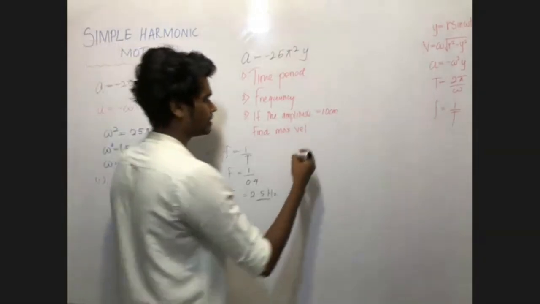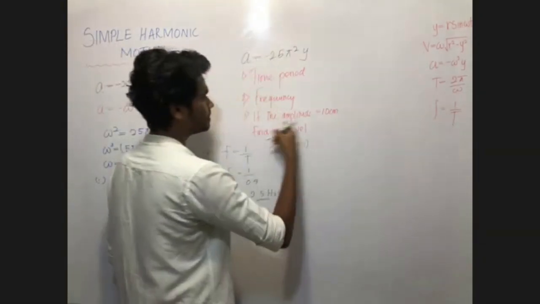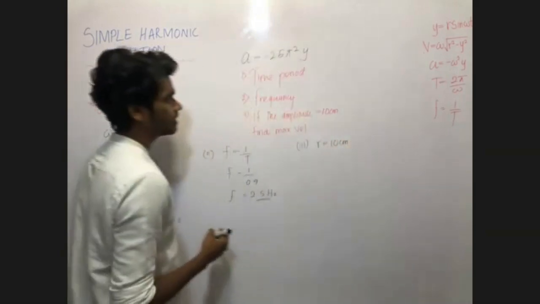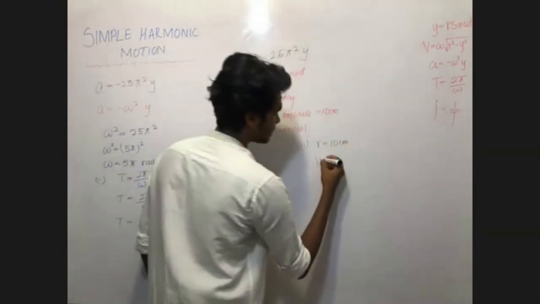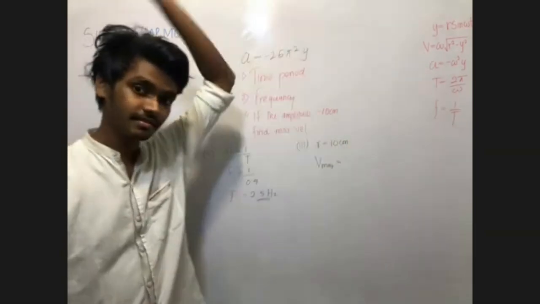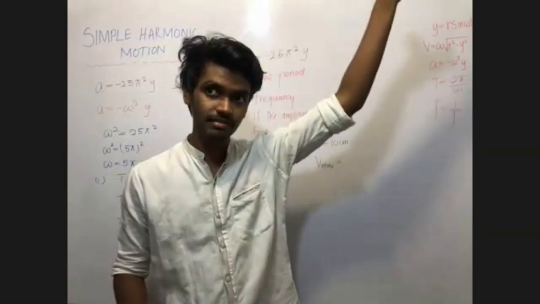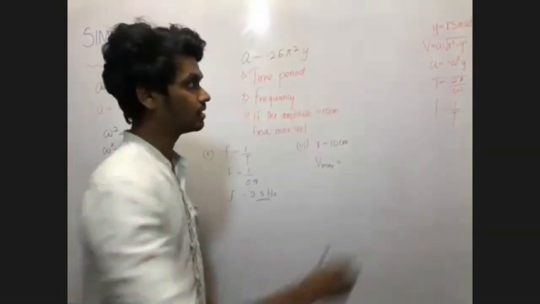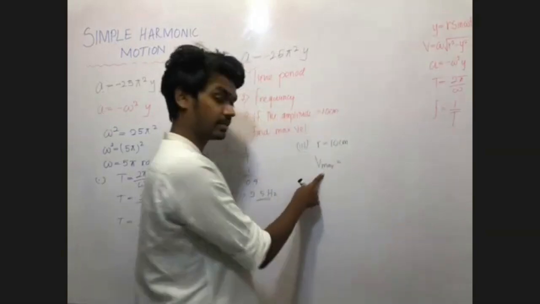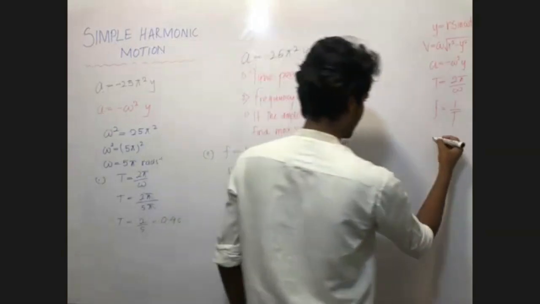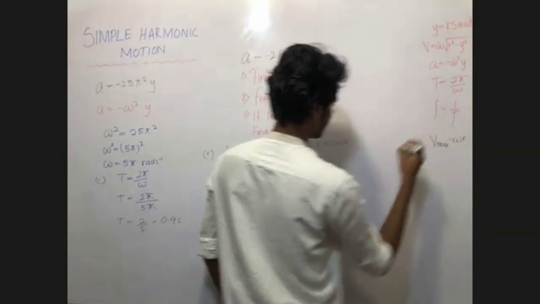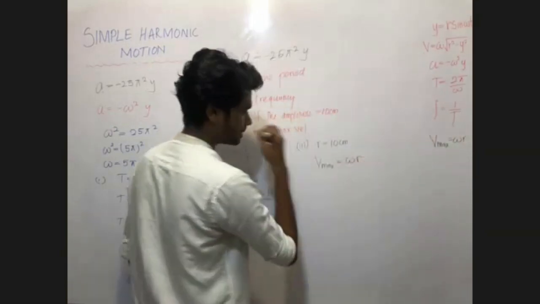Third one, they have given the amplitude, R is equal to 10 centimeters. They are asking the maximum velocity, Vmax. So what is Vmax? Vmax, we wrote in the theory. Vmax is equal to ωR. This is the equation for velocity, but we have another equation for Vmax. Let's write that also. ωR.